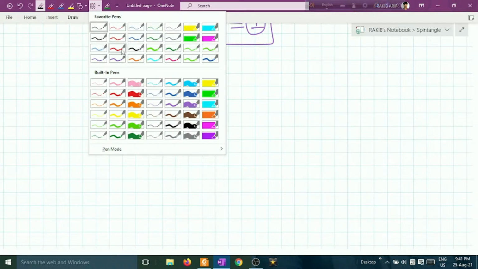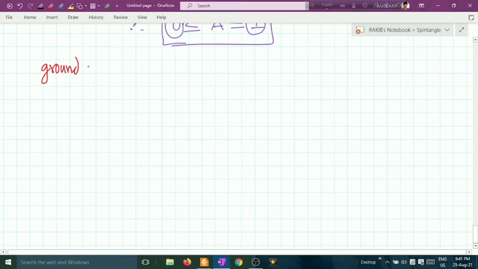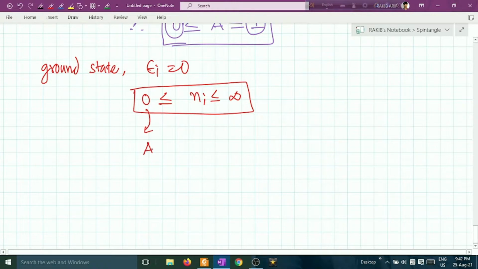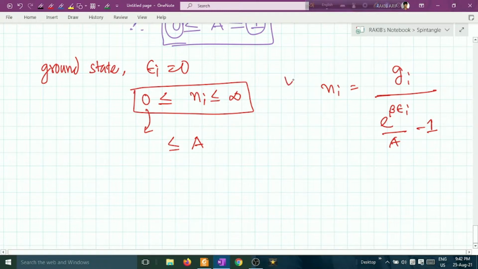We are taking the ground state for simplicity. Ground state means ei has to be 0, and we know the number of particles N is between 0 and infinity. N will be 0 in this state. You have to remember this. From this function, ni equals gi upon e to the power beta ei upon a minus 1. This is our number of particles. The number of particles will be 0 when this term is 0, which we have taken for the ground state.